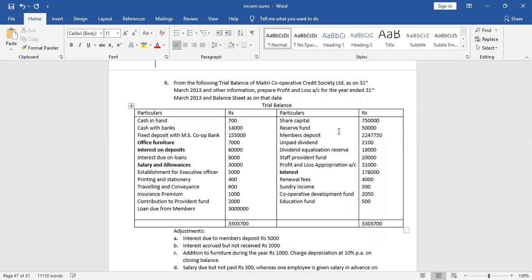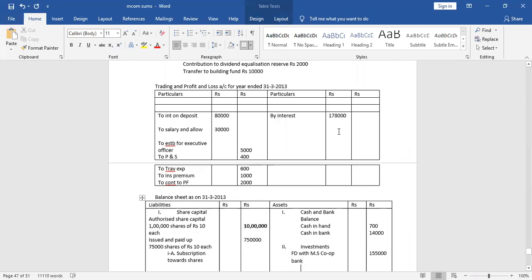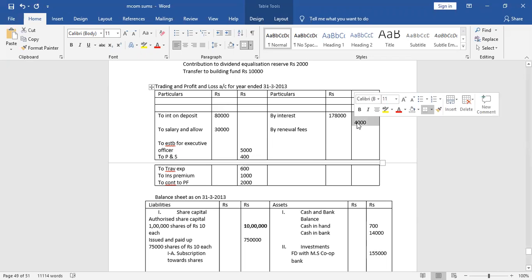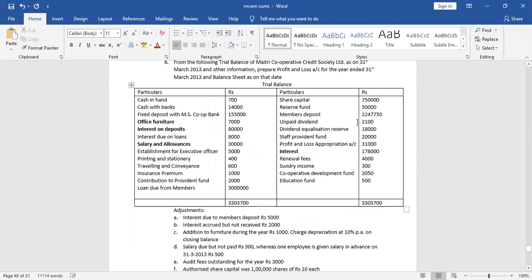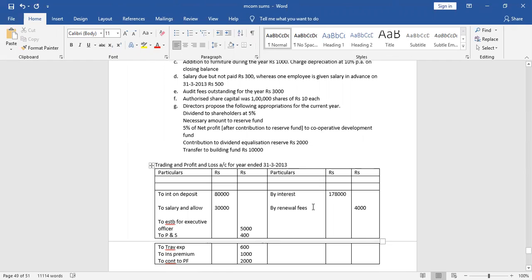Renewal fees. Renewal fees is given. Renewal fees is an income. So renewal fees we will write down because it is in the credit side. Renewal fees 4,000. So we will write here by renewal fees 4,000. Adjustment is there. And what else is there? Sundry income 300, by sundry income 300.